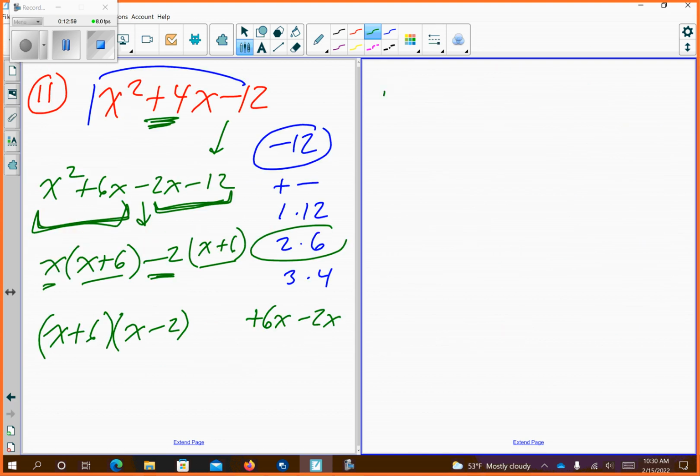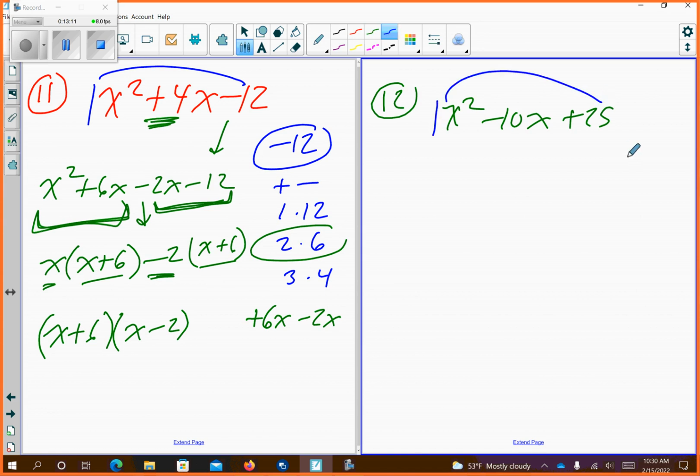All right, so number 12. Number 12, I have x squared minus 10x plus 25. Factor it like normal. I have a 1 up front. 25 times 1 is positive 25. In order to get a positive number, they both have to be the same sign. Are they both positive or are they both negative? Both negative. Why are they both negative? You have that negative 10 there, so they both would be negative. So if you combine two negatives together by addition, they become more negative.